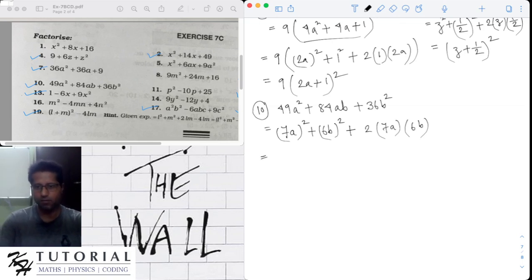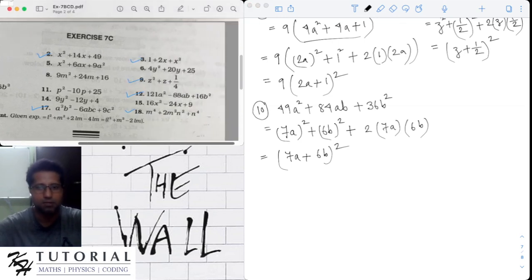So we have now got the form a square plus b square plus twice ab. So now you can say this is equal to 7a plus 6b whole square, because a square plus b square plus twice ab is equal to a plus b whole square. Okay. Let's do problem number 12.